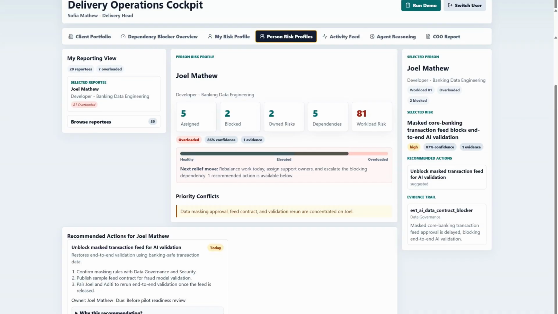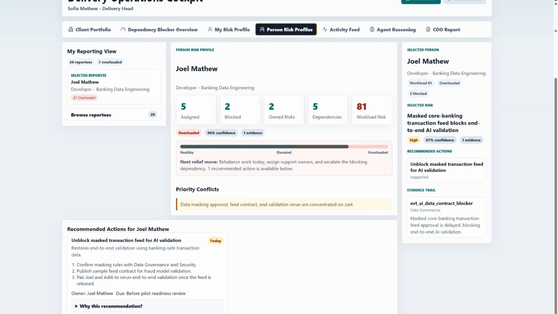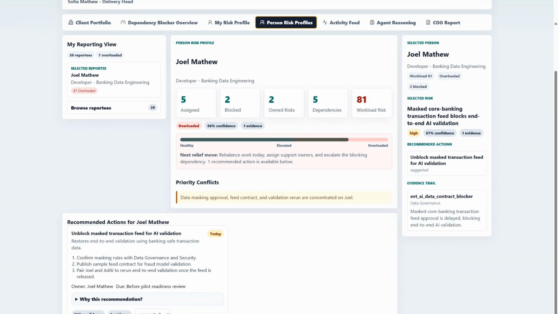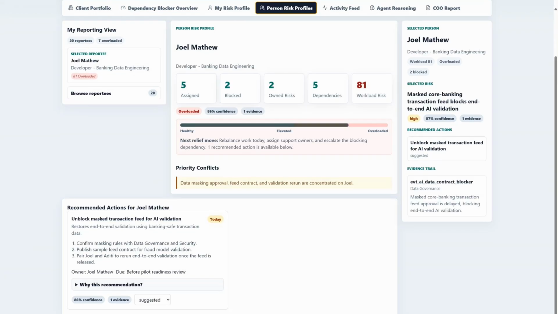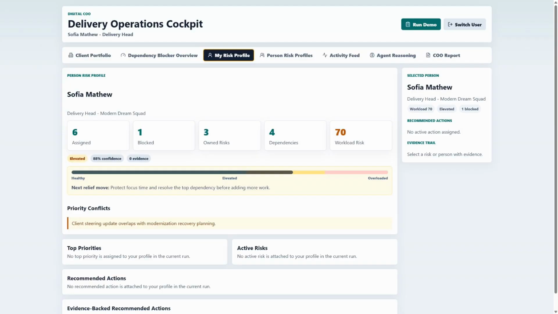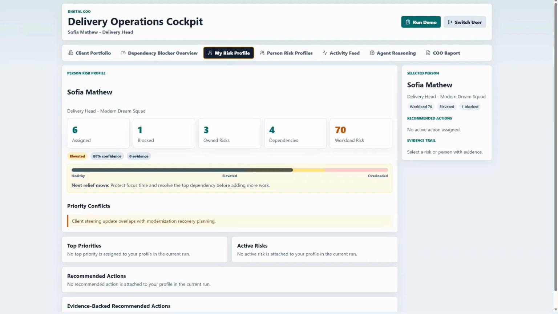My risk profile turns the insight into ownership. Each person can see their own priorities, active risks, and evidence-backed recommended actions. That makes the product useful not only for executives, but also for project managers, leads, and developers.